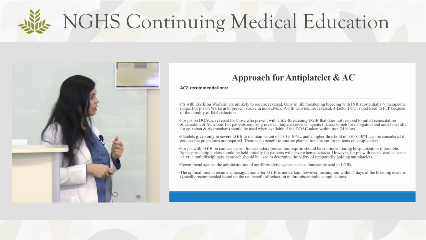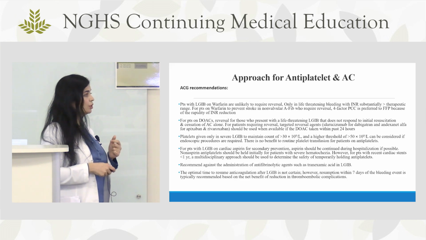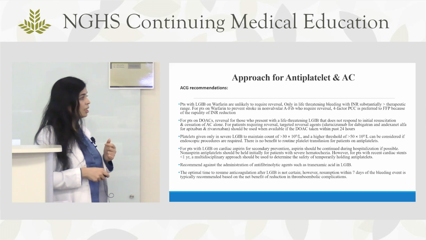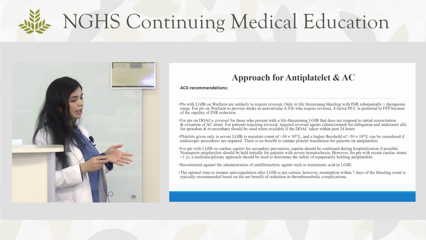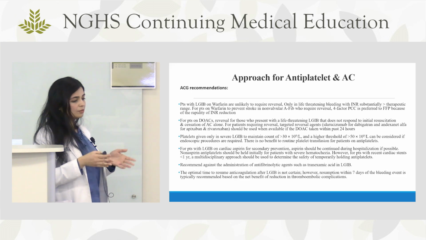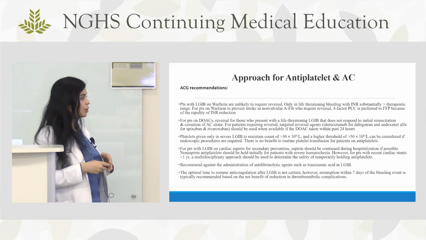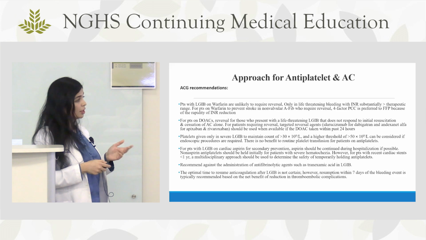And then finally, the optimal time to resume anticoagulation after a GI bleed. They say it's not actually certain as to when, but typically you should resume it within 7 days after the bleeding episode. Depending, if they've subsided, they're stable, you can resume it within 7 days so that you can reduce thromboembolic complications that are associated with holding those medications. Is that for antiplatelets as well? Yeah. Yep.